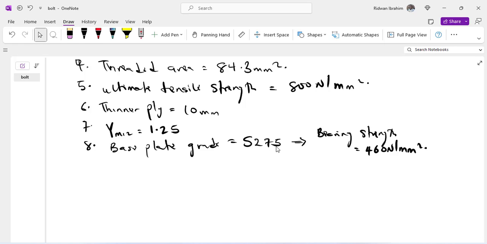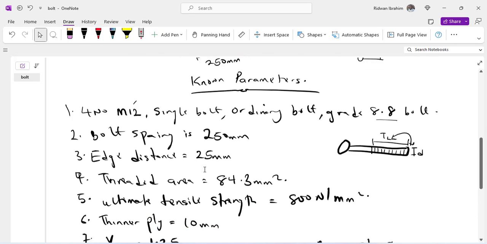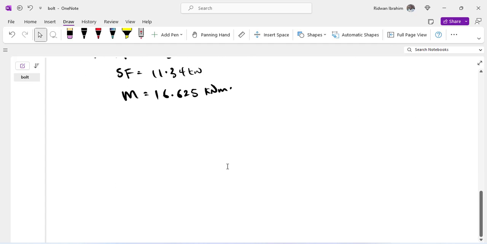So what about our forces? We have done the calculation of our forces. What is our axial force? 83.04 kilonewton. Our shear force is 11.34 kilonewton, and our moment is 16.625 kilonewton meter. So I think this will be all. If this is all of our known parameters, then we just need to check our steel.